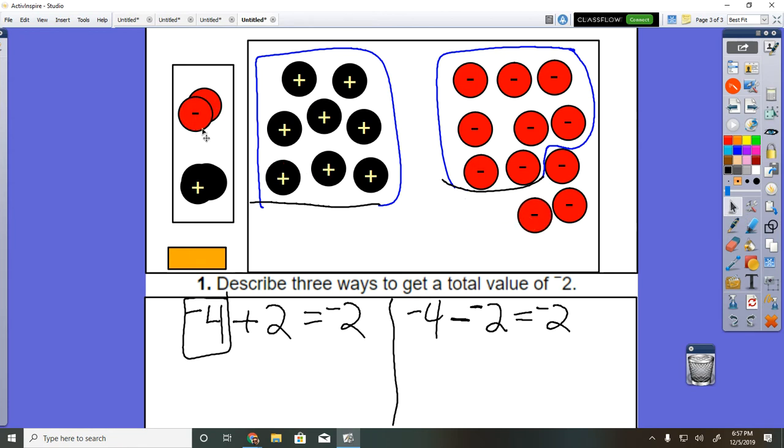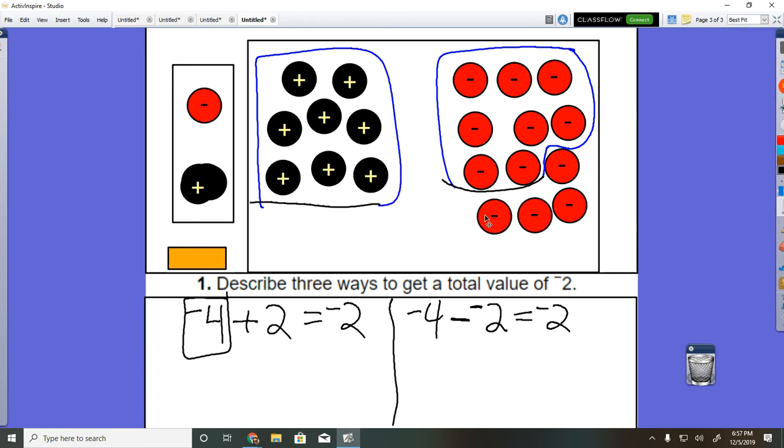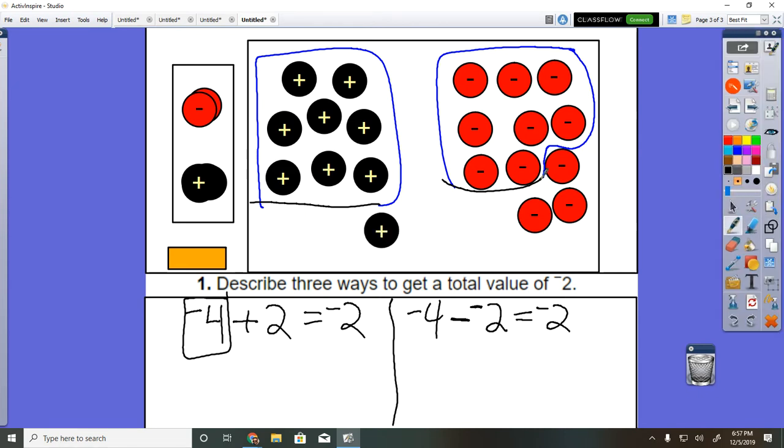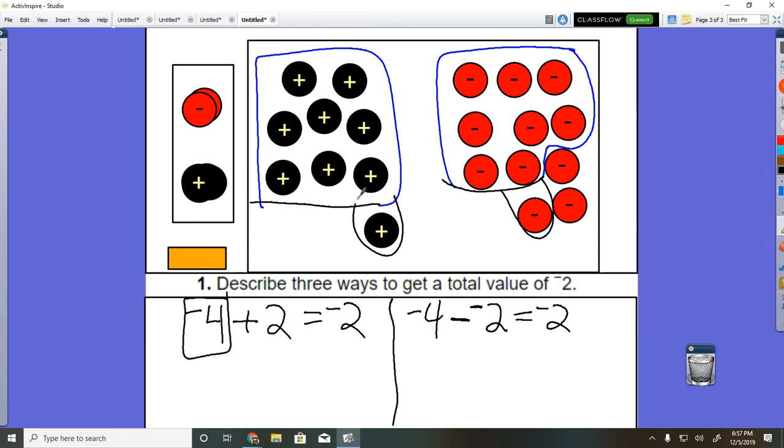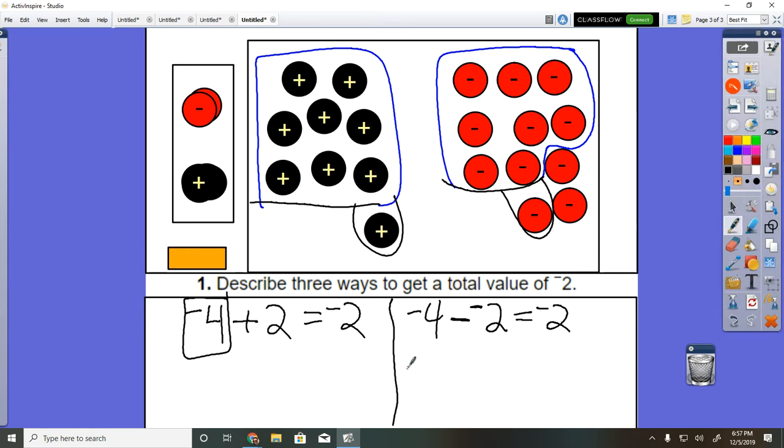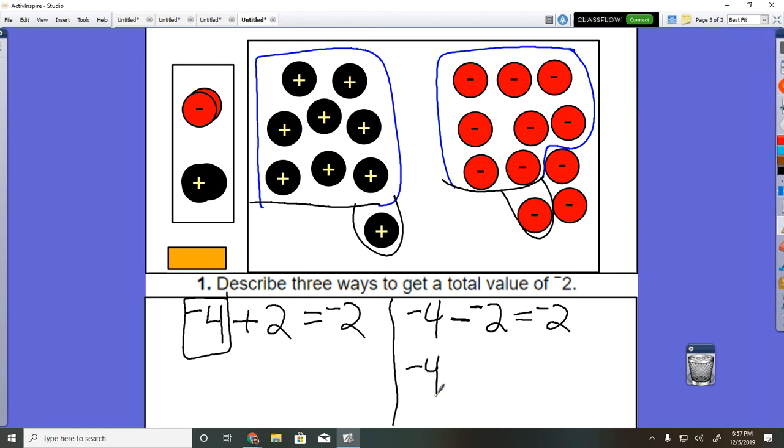go ahead and put these back, is I could do a combination. I could take away 1 negative and add in 1 positive. Then this positive and this negative would counteract each other, and I would end up with -2. So if I start with -4 and I add 1 positive and then take away 1 negative, I will also end up at -2.